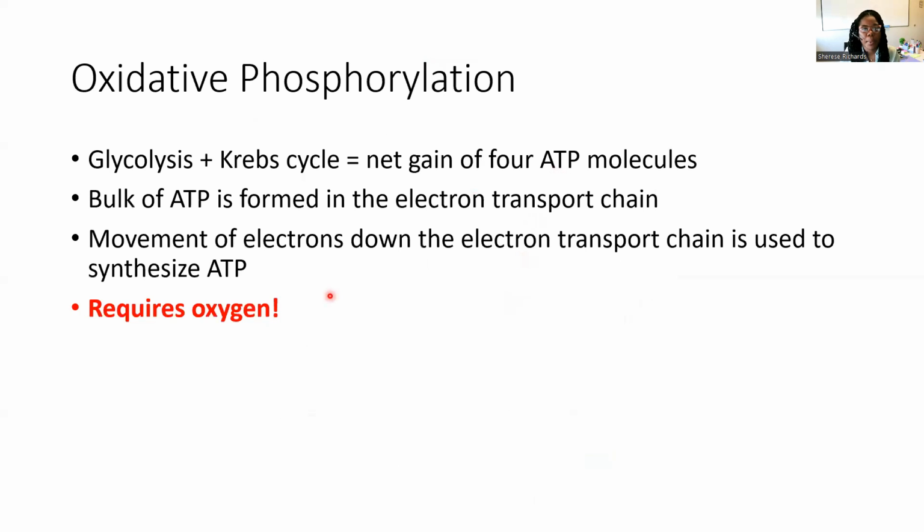Okay, I'm going to pause here again and see if there are any questions that pop up, and I want to get into the third and final and probably most important step or stage, which is the oxidative phosphorylation.